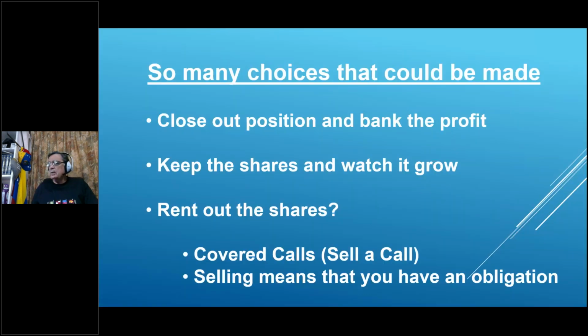And here are the different choices you have. You have many choices. One, you can say, I'm going to close out the position. I'm going to sell it. I bought it at 110, it's at 166. I'll make my $56 times 100. It's $5,600 profit. Good, I'll take it to the bank.